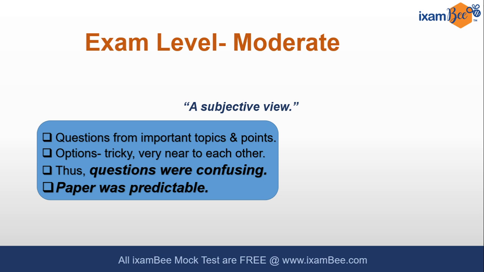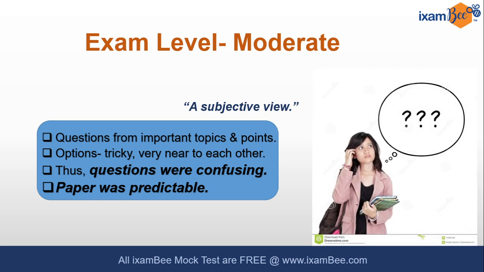Questions were actually predictable, but the options in the respective questions were very near to each other, and the questions were ultimately confusing the minds of the students. Though you have read that content in advance and are very clear with the concept in your mind, the options that were very near to each other have put you in a state of confusion while solving the paper. This was the overall view, that the paper was of moderate to difficult level.